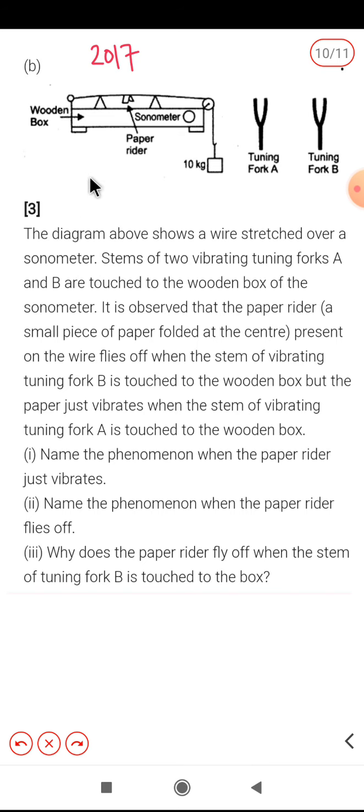So sonometer बेसिकली क्या होता है, ये जो डिवाइस है इसमें एक हॉलो बॉक्स होता है, ऊपर दो नाइफ एज होते हैं और उसके ऊपर से एक स्ट्रिंग पास होता है, and there is some weight suspended through the string so that it will create tension in the string. So let me show you the picture of sonometer.